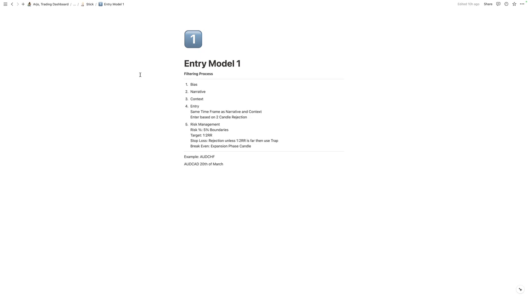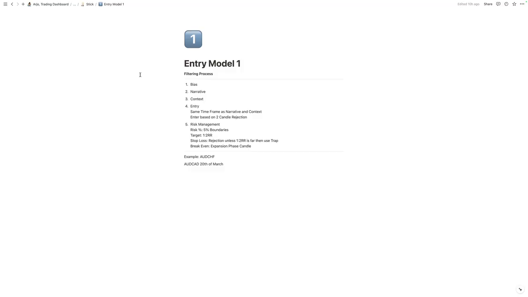Risk management. Risk percentage, use the 5% boundaries, the, again, universal agreements that we went over. Target for entry model 1 is going to be 1 to 2 RR. Stop loss, rejection, unless 1 to 2 RR is far, then use the trap analogy. Break even, expansion phase candle.